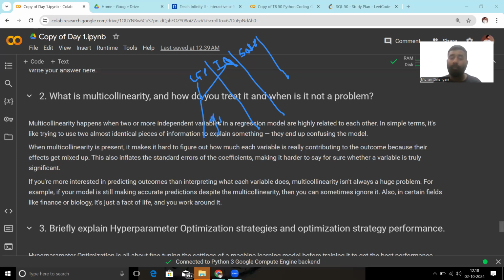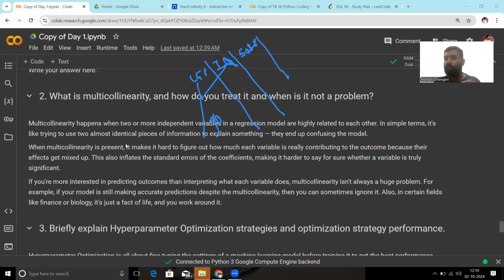So if there is about 90% similarity between the two independent variables, we say multicollinearity has happened, because both independent variables are highly correlated to each other. They almost carry the same information, and our model is confused because they are highly correlated. That's why it does not give good predictions. With multicollinearity present, it is too hard to figure out how much each variable is really contributing to the outcome, because their effects get mixed up.